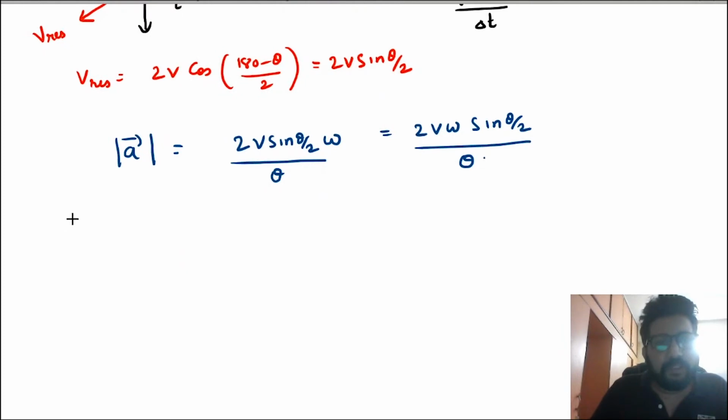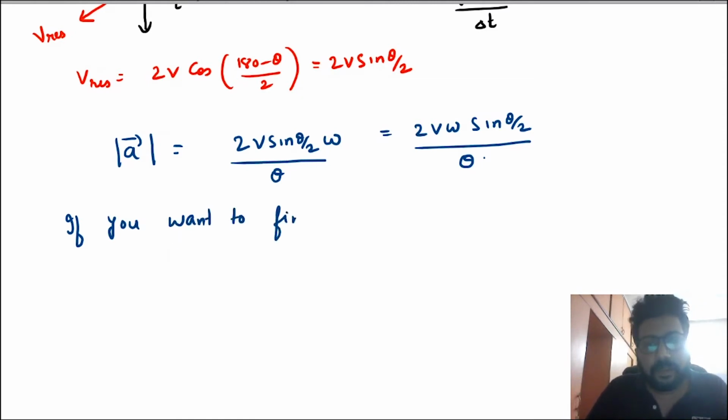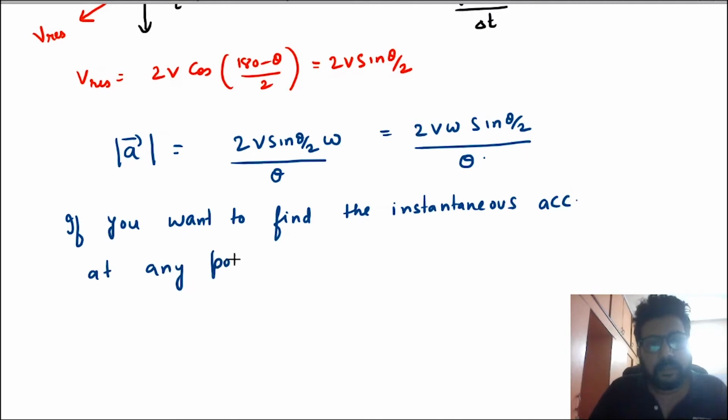Now if you want to find the instantaneous acceleration at any point, then what you will do is limit this theta to 0.